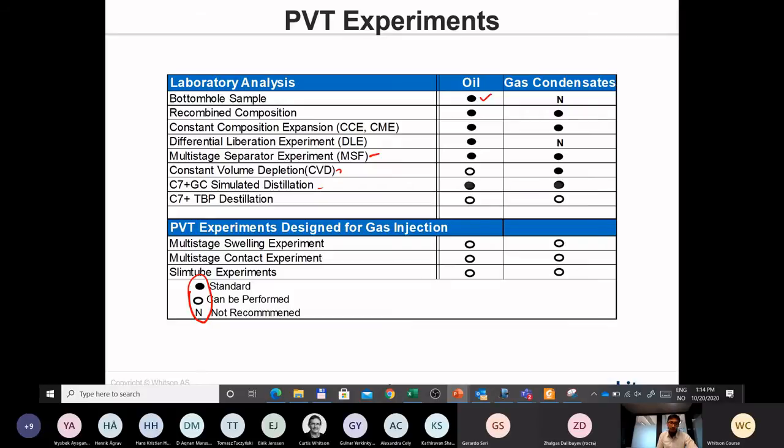And then you have the swelling test, multi-contact experiments, and the slim tube experiments. These can be done for both oil and gas condensate, depending on whether you are planning to do gas injection or not. Yes, there is another question.